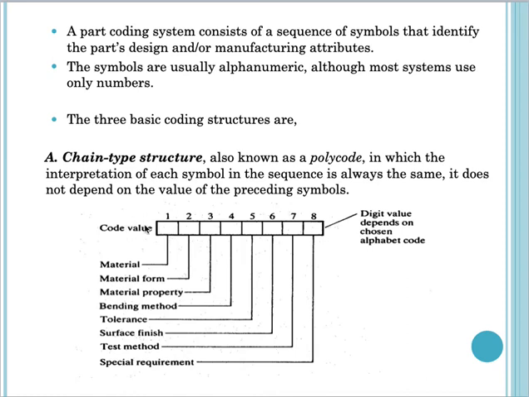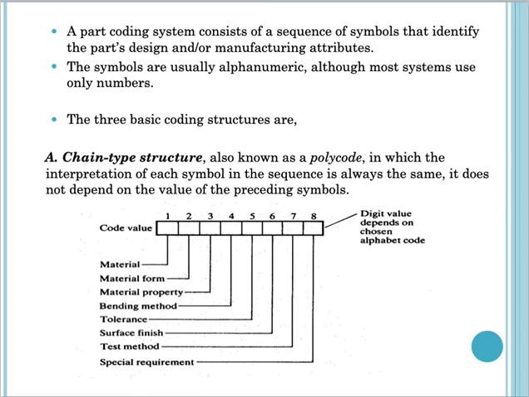If you see this code value 1 2 3 4 5 6 7 8, that is the digit value depending on the chosen alphabet code. That is, one is the material, second is material form, third is material property, fourth is bending method, fifth is tolerance, sixth is surface finish, seventh is test method, and eighth is special requirements. In such a case, one of the basic coding structures is the chain type structure.